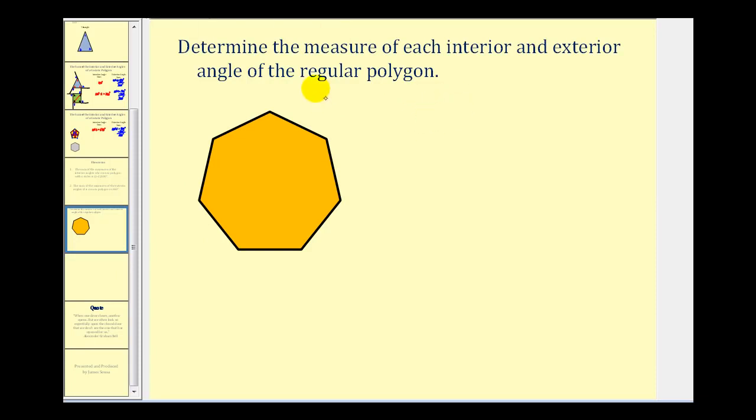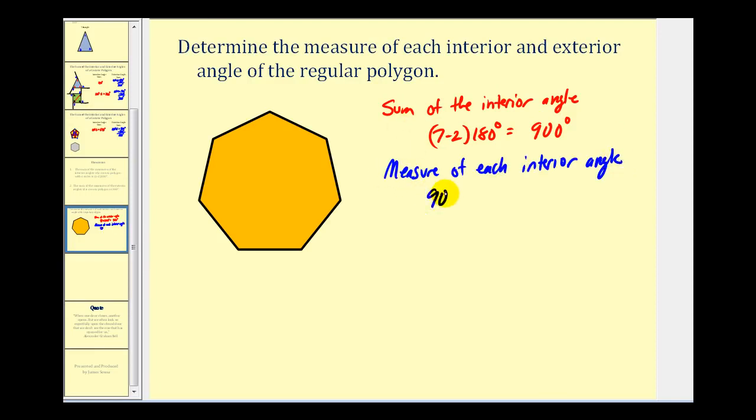So we'll start by finding the sum of the interior angles. Using our formula, we're going to have n minus 2. Well, there are 7 sides here, so we'll have 7 minus 2 times 180 degrees. That's going to give us 5 times 180. That'll be 900 degrees. So the measure of each interior angle would be 900 degrees divided by 7, since we have a regular polygon. Here we'd have to perform long division. It'd be 128 and 4/7 degrees.